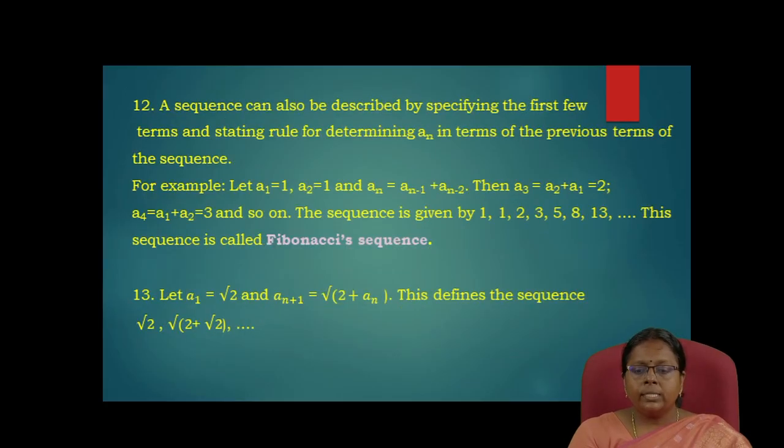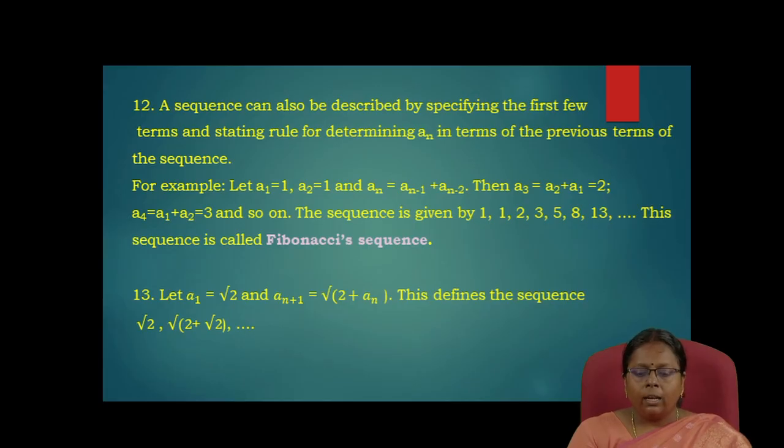A sequence can also be described by specifying the first few terms and stating the rule for determining an in terms of the previous terms of the sequence. For example, we are taking a1 and a2 as 1 and an equal to an minus 1 plus an minus 2. This relation describes the sequence 1, 1, and adding 1 plus 1 we get 2, and 2 plus 1 is 3, 3 plus 2 is 5 and so on. This sequence is called the Fibonacci sequence.